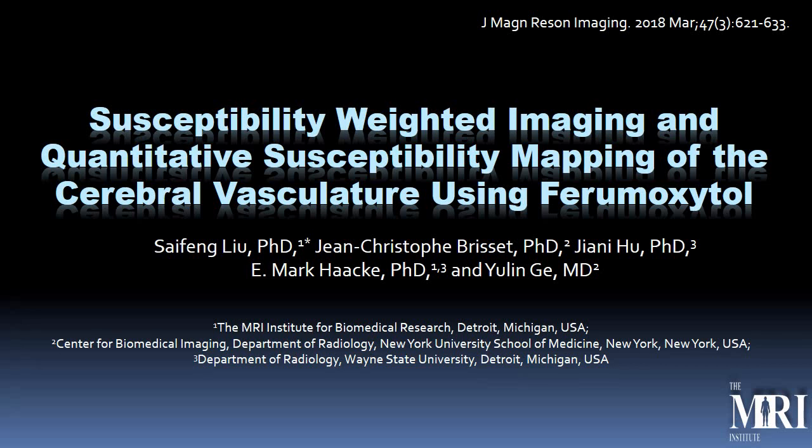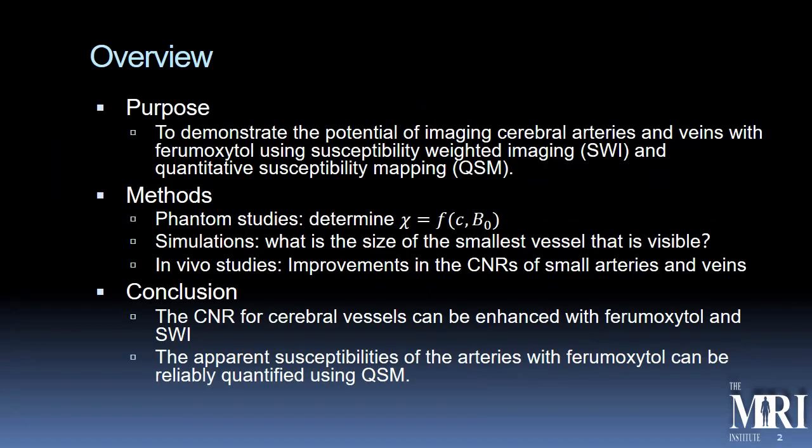I'm very glad to have this opportunity to introduce to you our study recently published in JMRI: Susceptibility Weighted Imaging and Quantitative Susceptibility Mapping of the Cerebral Vasculature using Ferumoxytol. The purpose of this study is to demonstrate the potential of imaging both cerebral arteries and veins with Ferumoxytol using SWI and QSM. First, we performed phantom studies to determine the relationship between the apparent susceptibilities and the concentration of Ferumoxytol at a given field strength.